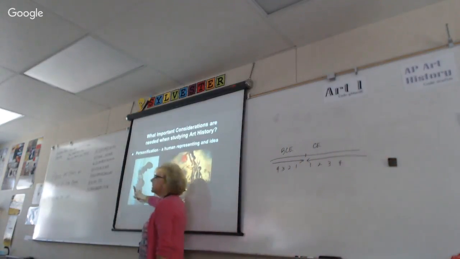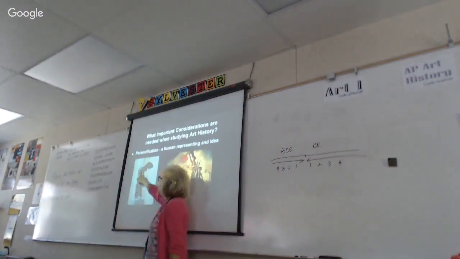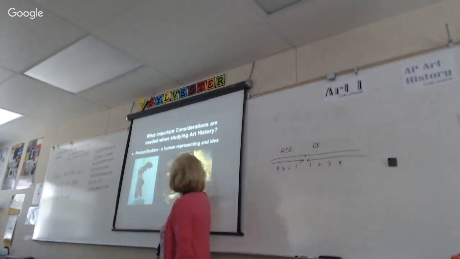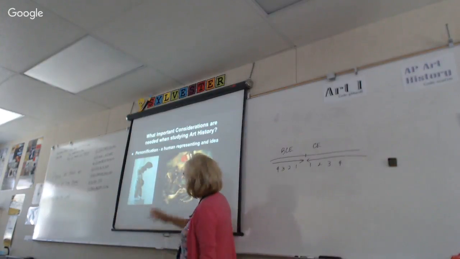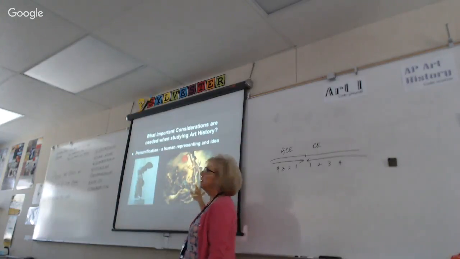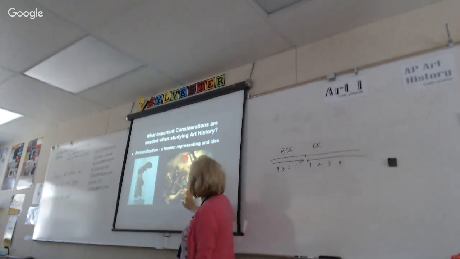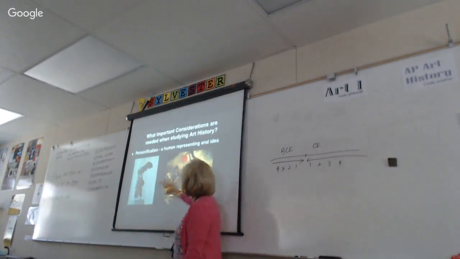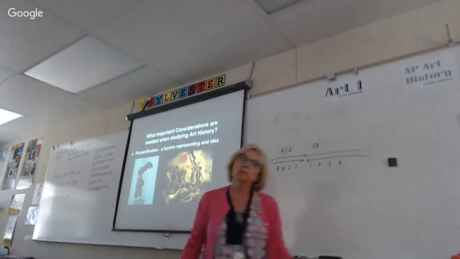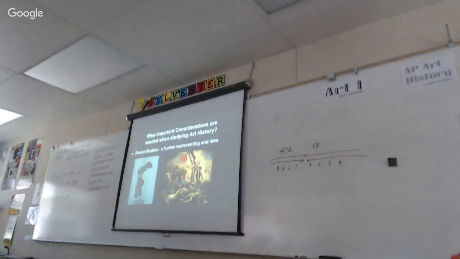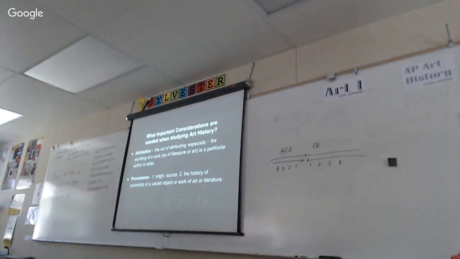So this Nike of Samothrace is a late Greek, Hellenistic Greek statue. So it's a mythological figure, and then this is Liberty Leading the People. This is post-French Revolution, but this is not an actual person. It is a mythological person, but it's been given a persona or personification, and so that's a part of art as well. And then attribution.